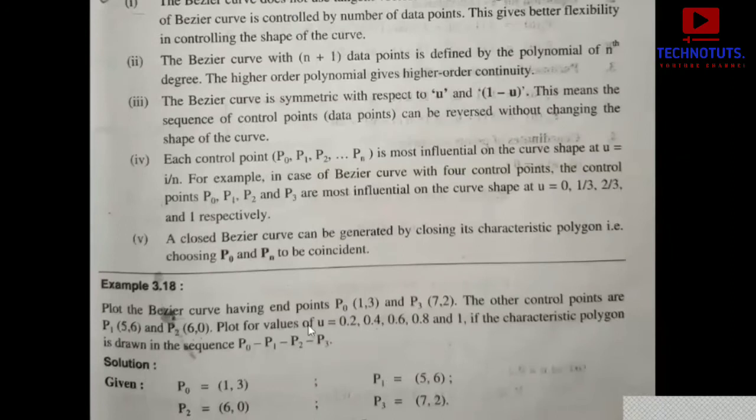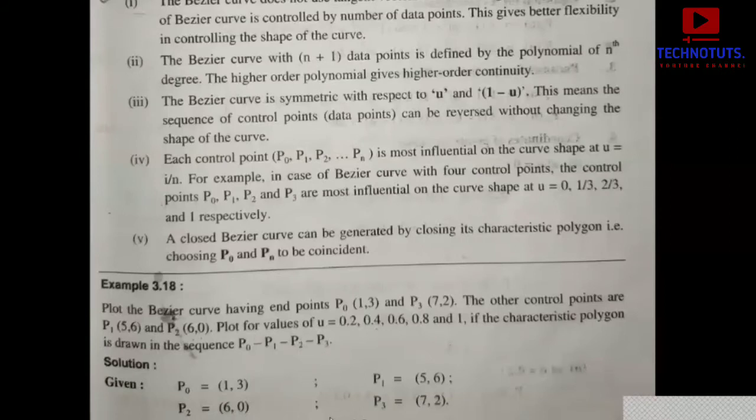Plot the Bezier curve having endpoints P0 with coordinates 1, 3 and point P3 with coordinates 7, 2. The other control points are P1 and P2 having coordinates 5, 6 and 6, 0 respectively. Plot for values of u equal to 0, 0.2, 0.4, 0.6, 0.8 and 1 if the characteristic polygon is drawn in the sequence P0, P1, P2 and P3.